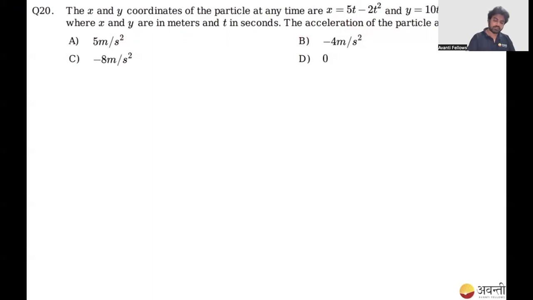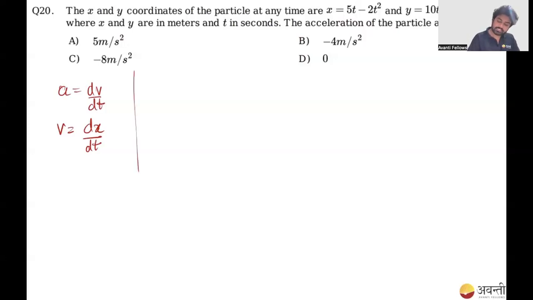Very simple question. If I want to find acceleration, I will differentiate velocity with respect to time. If I want to find velocity, I will differentiate displacement with respect to time. Correct? So we have to do the differentiation two times. That's it. We'll get the acceleration. Right? Great. Now let's differentiate the equation.